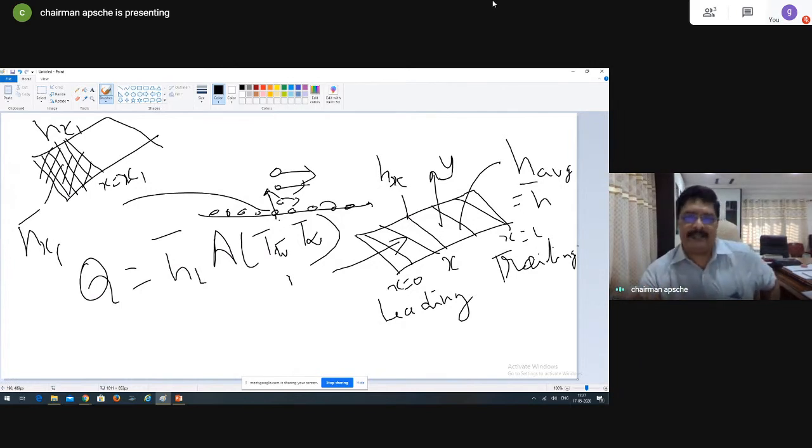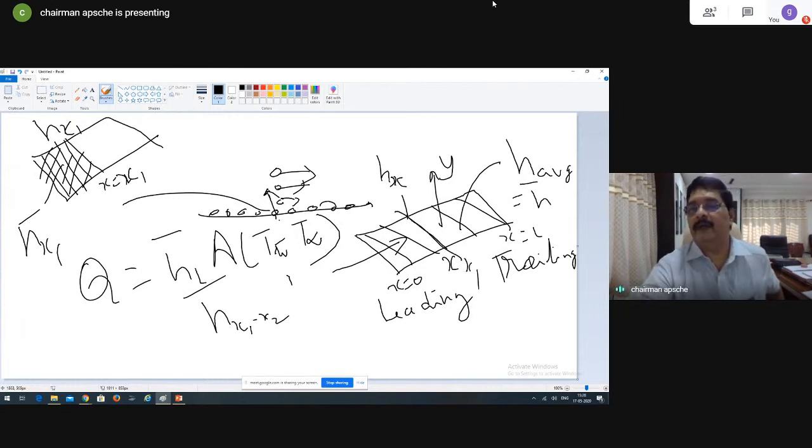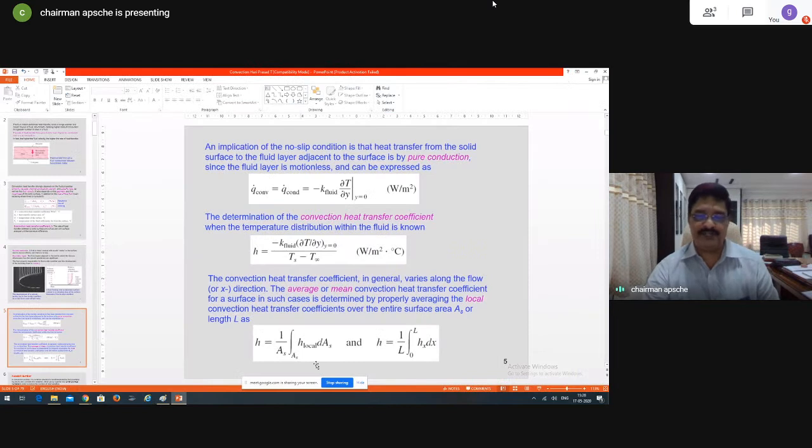Now I tried to explain the local heat transfer coefficient and the average or mean heat transfer coefficient. What is the difference? Probably all of you understood by now. Local heat transfer coefficient refers to a particular location at a particular x value. What is the heat transfer coefficient prevailing from x1 to x2? Maybe you can have x1 here and x2 here. Between these two locations, you can also get h average.